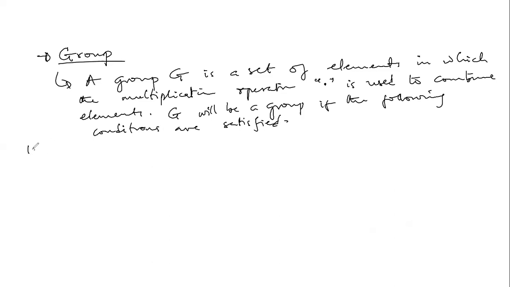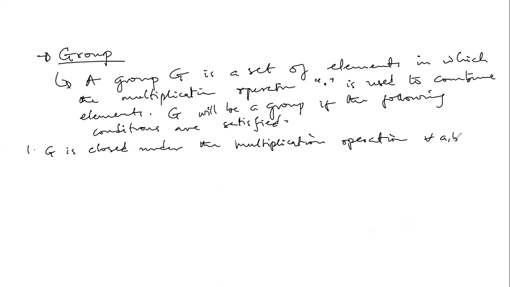So the first is that the group G is closed under the multiplication operation. So what we mean is that for all elements A, B in G, there exists A dot B in the same G.